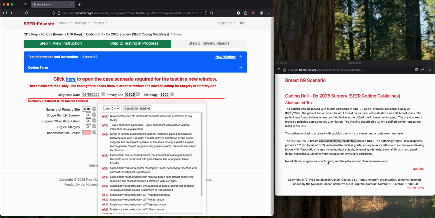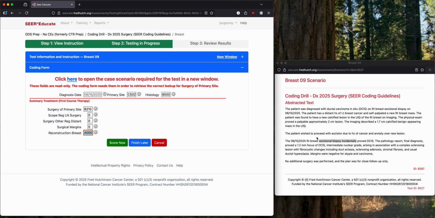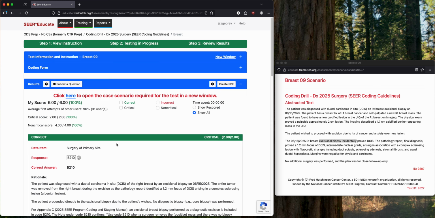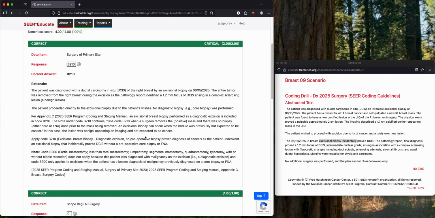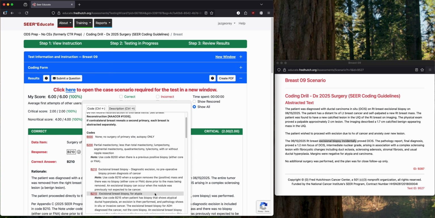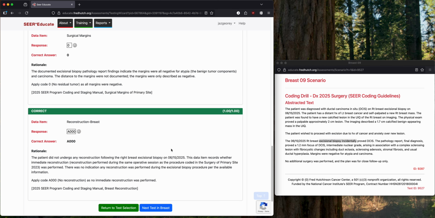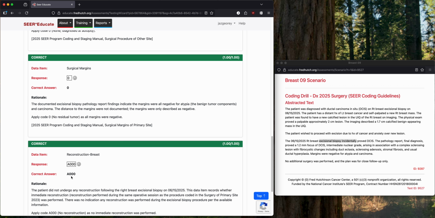And then no surgery. I believe. Wait. Yeah, I don't think. No additional surgery. Let's see. Oh, yeah. There you go. Okay. So the thing that I was kind of iffy on was the type of surgery, but it ended up being this one, because it's not atypia. There wasn't anything about atypia here. There's no breast reconstruction, and oh yeah, margins are negative here. Okay. Boom.